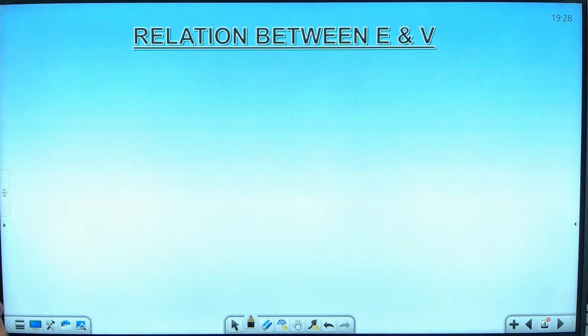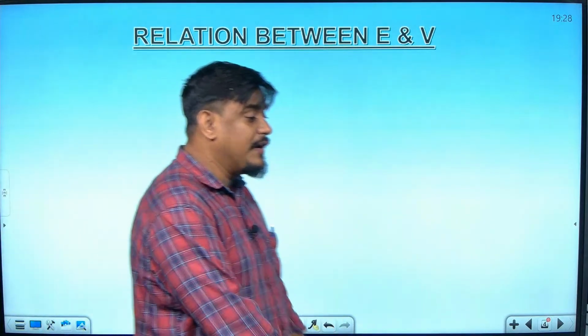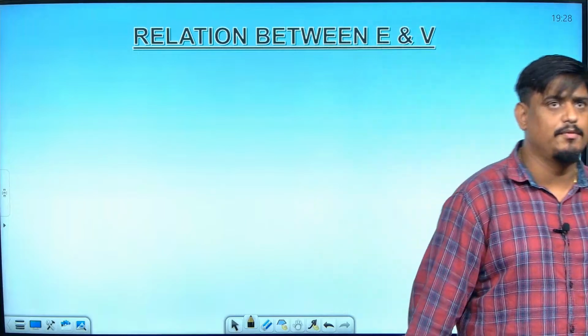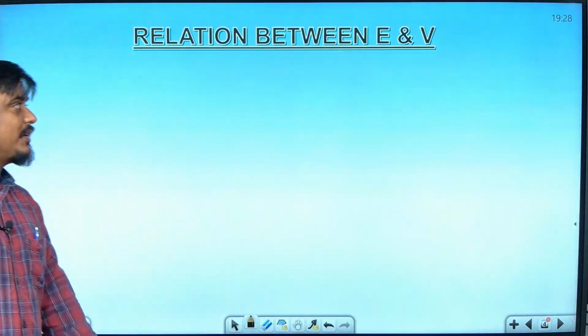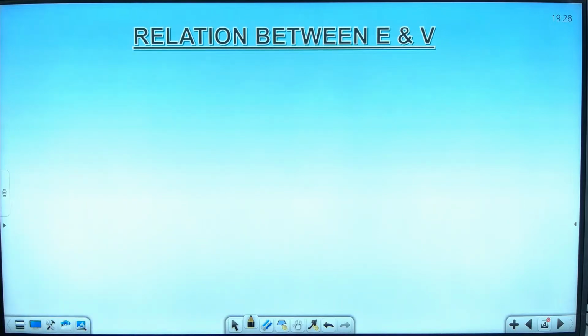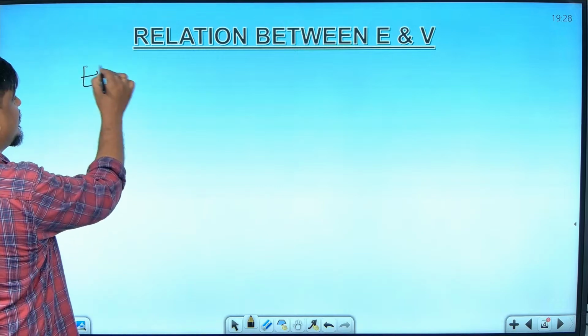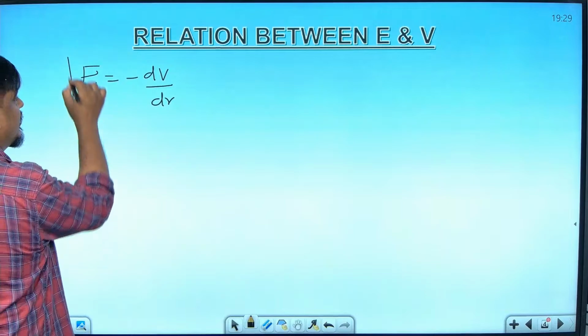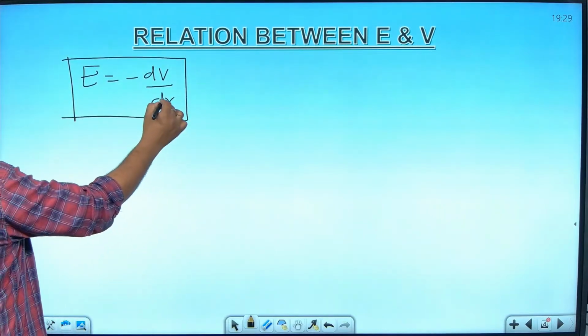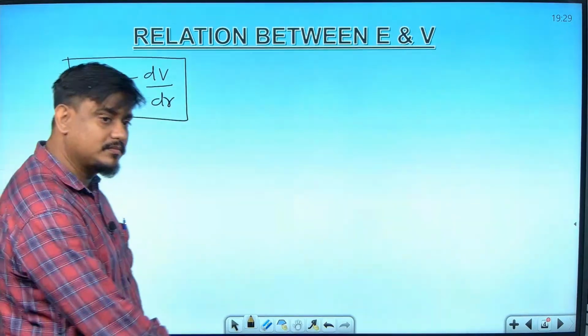Next topic, relationship between electric field and electric potential. Anybody remembers the relationship? Vishwajit, your video has to be on here. How many times shall I say that? Coming back, what is the relationship between electric field and electric potential? Very, very important: E is equal to negative gradient of electric potential, E is equal to minus dV by dr.